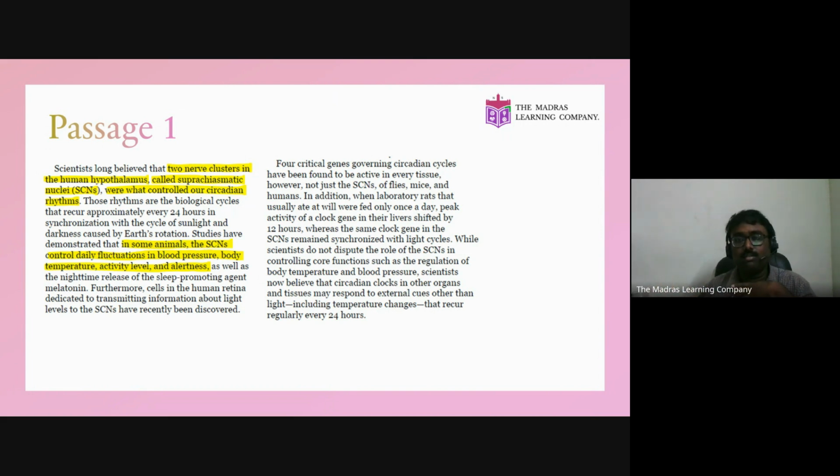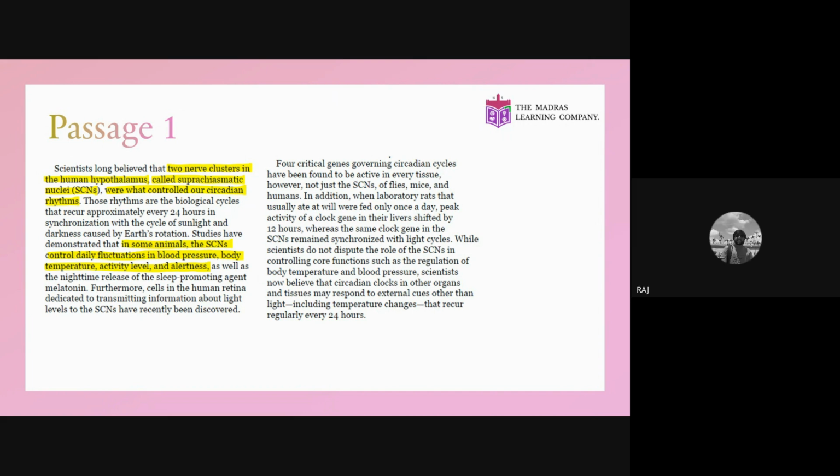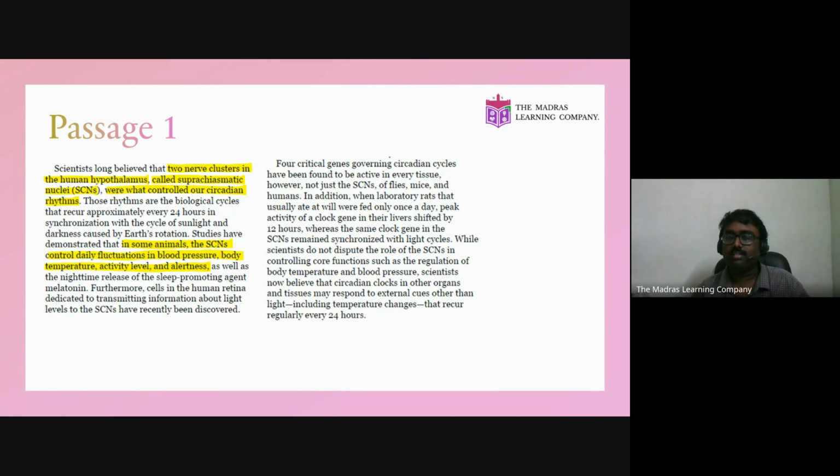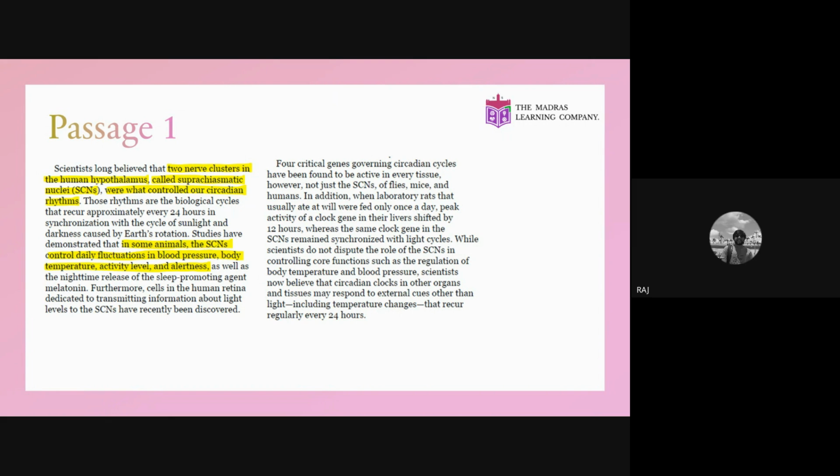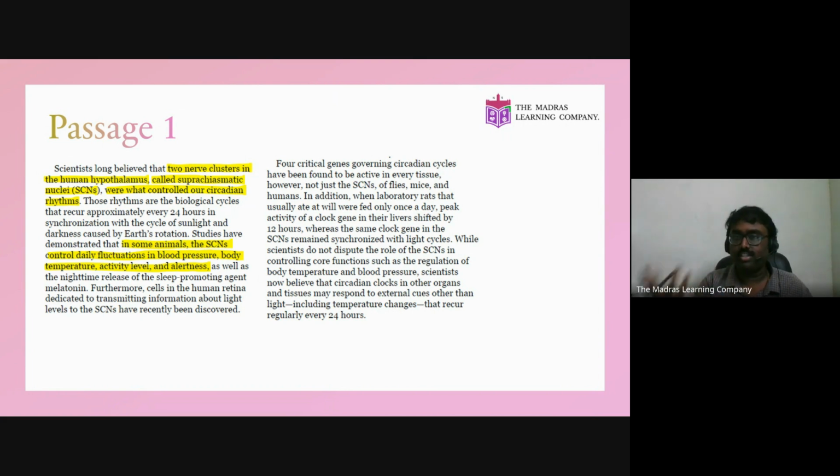Next sentence. What is the word that it begins with? Furthermore. What do you mean by furthermore? Is it giving you something completely new or is it already something that's present? That's present. Because it's saying furthermore, it's adding on to it. So I don't have to read that sentence. Right? So my only important sentence is the first sentence. My first sentence says there is some SCN that's controlling our circadian rhythms. That's all.